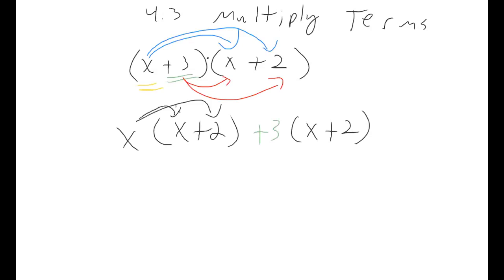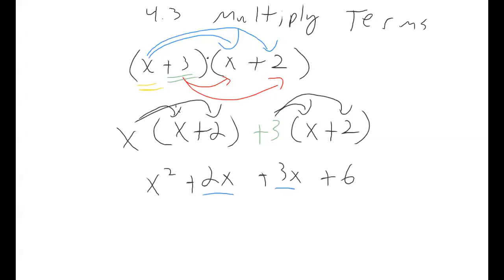So that becomes x squared plus 2x, distribute, plus 3x plus 6. And notice the two terms in the middle are the same. This happens a lot. This is why we had to learn add and subtract before we can multiply. So this just becomes x squared plus 5x plus 6.